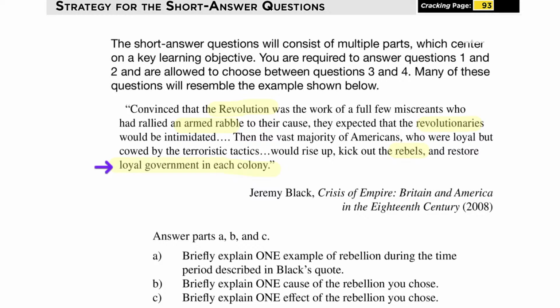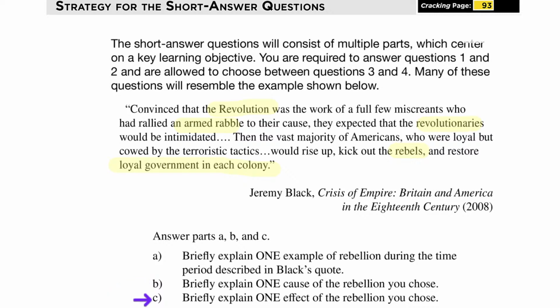So now let's look at the questions that are being asked. Question A, briefly explain one example of rebellion during the time period described in Black's quote. Well, this is kind of interesting because we know he's talking about the revolution, but what they seem to be asking for is something a little more specific, like a specific rebellion that happened, maybe not during the revolution, but maybe before. Briefly explain one cause of the rebellion you chose.